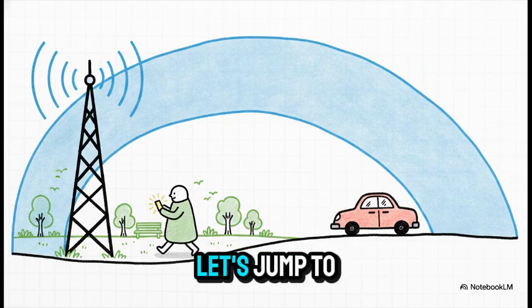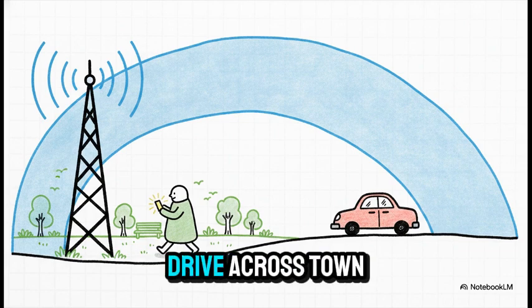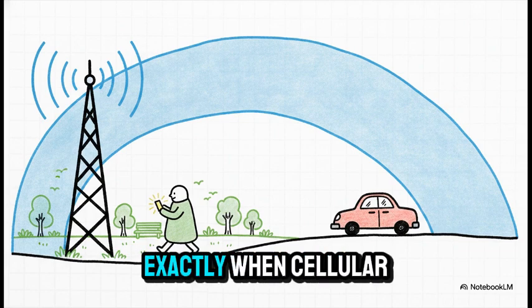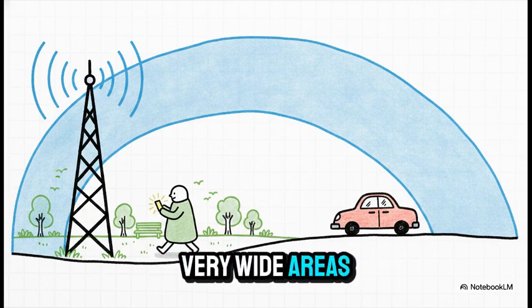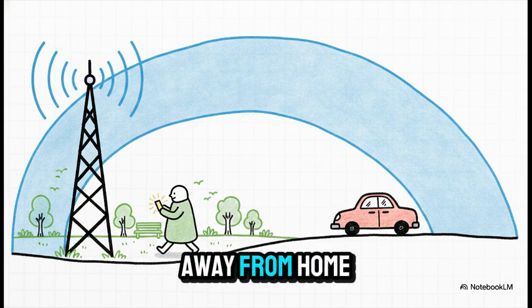All right, now let's jump to the long-distance signals. When you leave your house and drive across town, your Wi-Fi stops working, right? Well, that is exactly when cellular steps in. Cellular signals cover very wide areas. They travel from those really tall phone towers you see outside. This is what allows us to use our mobile phones on the go, whether we're walking in the park or riding in a car miles and miles away from home.